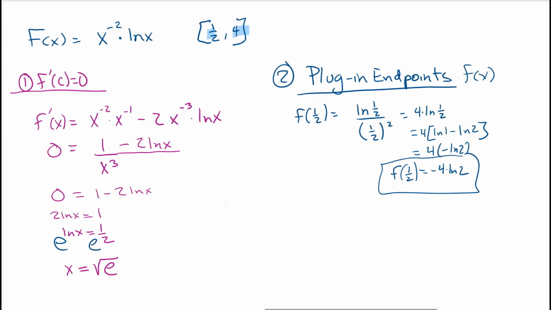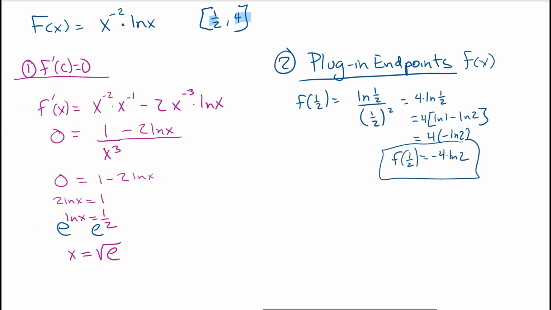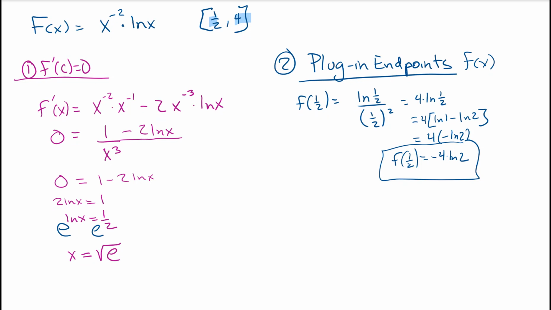So we found some negative number. You could punch it into a calculator, couldn't you? You could check that. But I know it's negative, so even without a calculator, I don't think we'd need that.